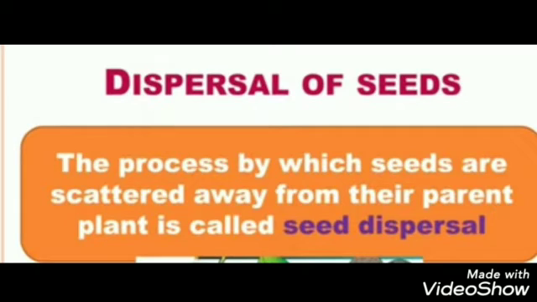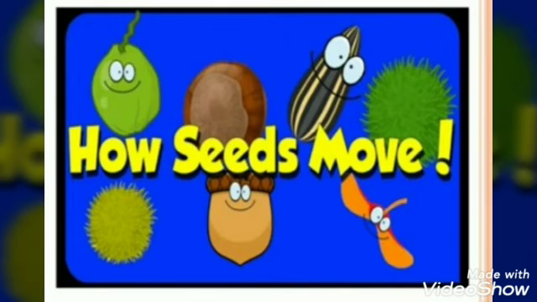Dispersal of seeds. The process by which seeds are scattered away from their parent plant is called seed dispersal. We have a very important question here. How do seeds move? We know that plants produce a large number of seeds, isn't it? Do all seeds germinate near the parent plant? No. If all the new plants grow near the parent plant, the soil they grow on would become too crowded.